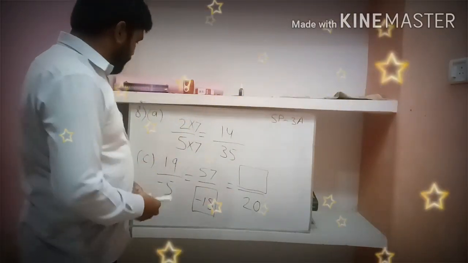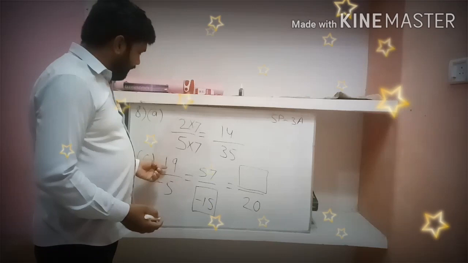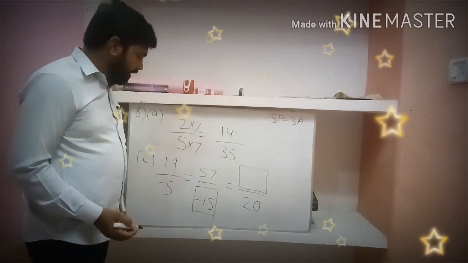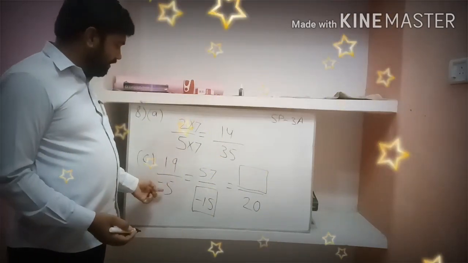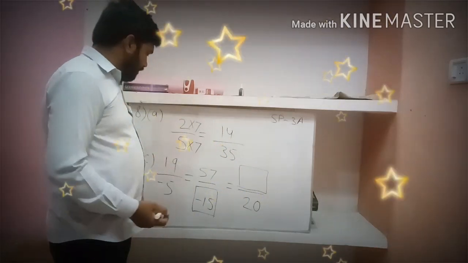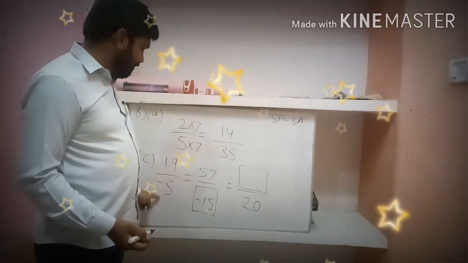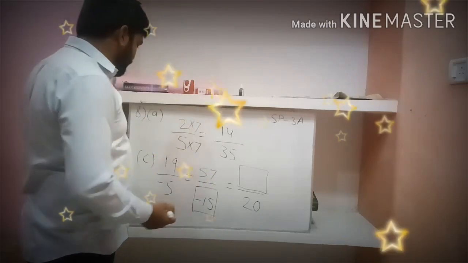So here in 19 we multiply 3, then we get the 57. So we have to multiply the denominator also by 3. So minus 5 to the minus 15. Now what you multiply in the denominator minus 5 you will get the product 20.